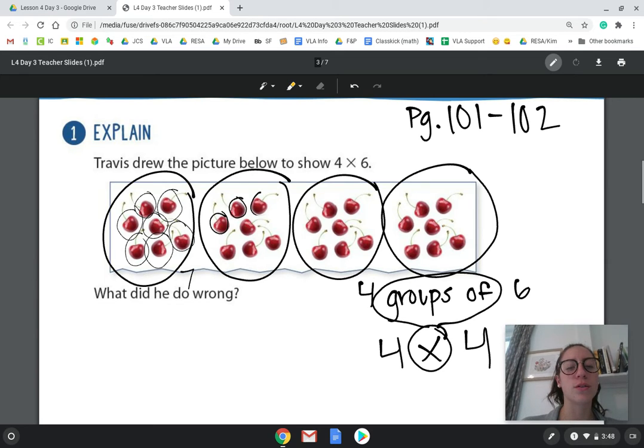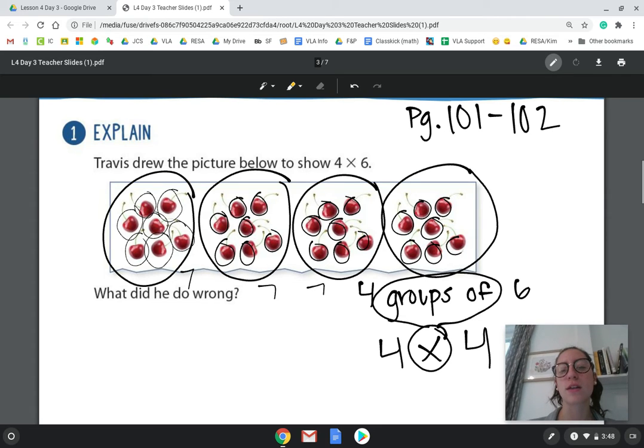1, 2, 3, 4, 5, 6, 7. Yep, that one does. What about the third group? 1, 2, 3, 4, 5, 6, 7. That has 7. And last one? 1, 2, 3, 4, 5, 6, 7.